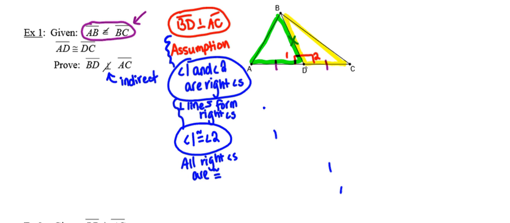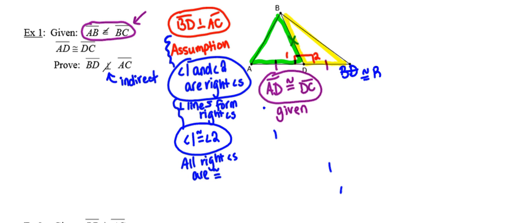Somewhere in my proof, I need to write about segments AD and DC being congruent. And that's because those were given to me to be congruent. And also somewhere in my proof, I need to discuss the fact that segment BD is congruent to itself. And that's because of the reflexive property.